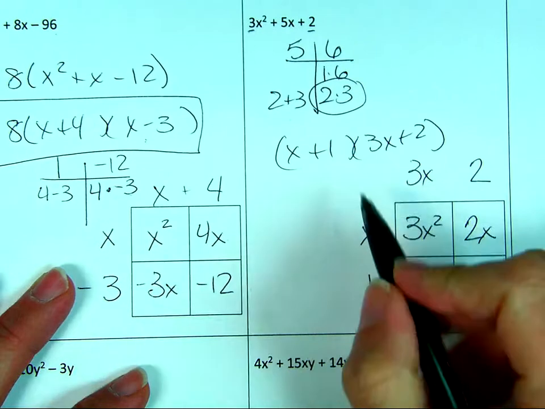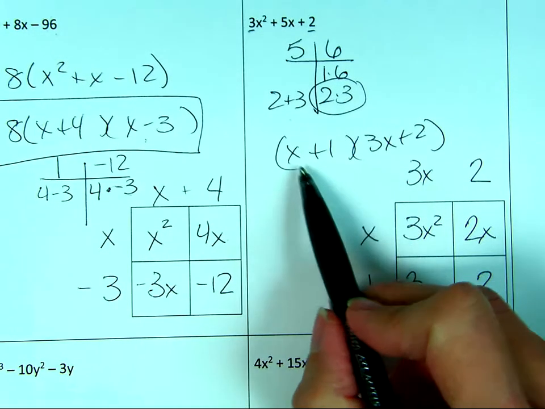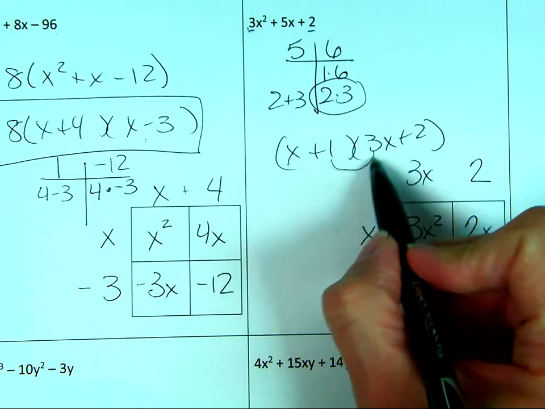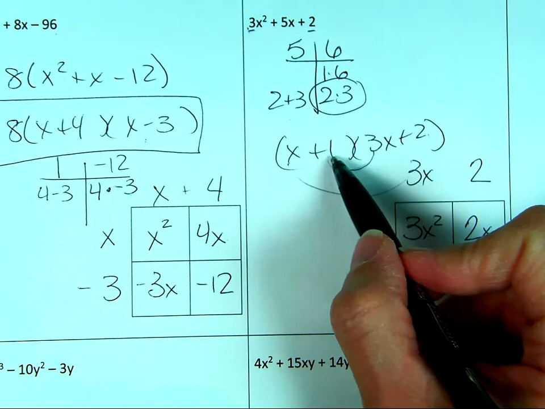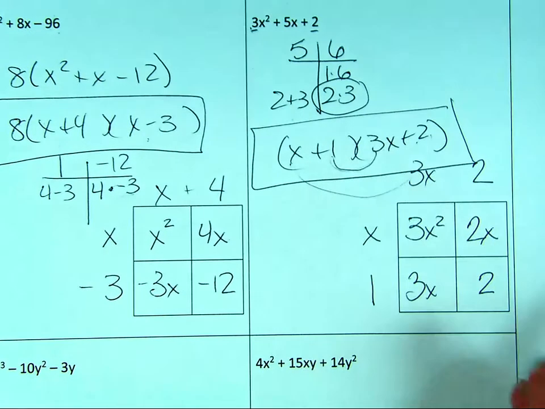You can always check it using FOIL or distributive property, whichever way you like to multiply those back out. X times 3x is 3x squared. The inners and outers, 3x plus 2x is definitely 5x, and 1 times 2 is 2. So you can always check it out. Checking is super important because then you can make sure you got it right.